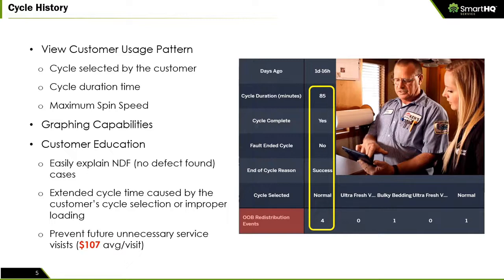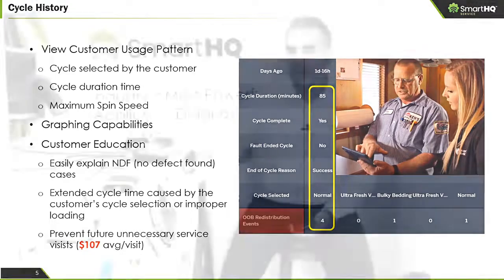I can see that the cycle did take a little bit longer to complete, but it's probably because you may have overloaded the unit, or perhaps you put in bedding or towels instead of just clothes, right? And I can tell you, my friends, once the customer sees you pull this data on your mobile device, they know that you know what's going on with their machine.